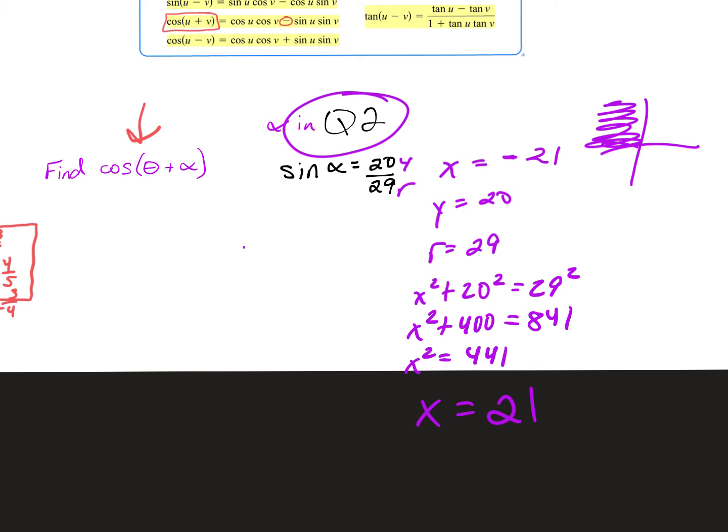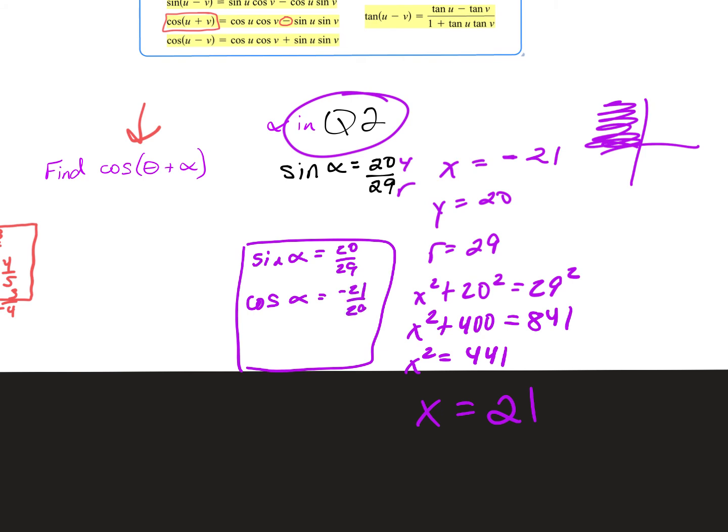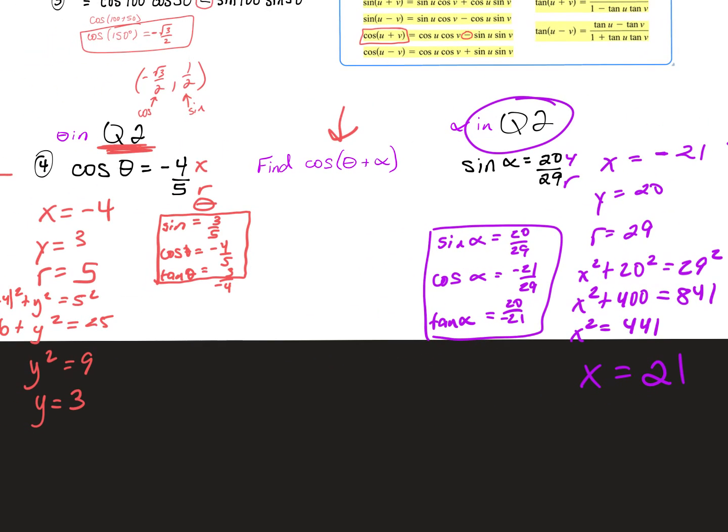All right, so now let's fill in our little box here, like we did before. I know that the sine of my alpha is y over r, which is 20 over 29. I know that the cosine of this alpha is x over r, which is negative 21 over 29. And I know that tangent of alpha is y over x, so 20 over negative 21. Questions on how I just did that?